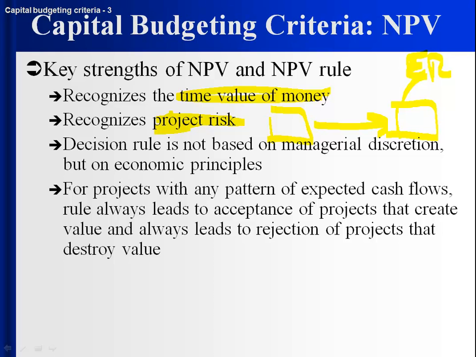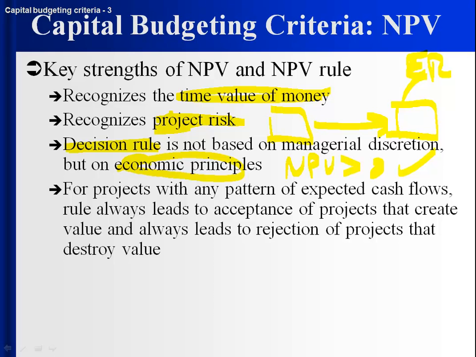One of the things that's really nice is that the decision rule, which is NPV greater than 0 we accept, NPV less than 0 we reject, is not based on any managerial discretion. It is based on economic principles, value creation. NPV greater than 0 means the value of what flows to me is greater than the value in magnitude terms of what flows out of me, what I have to pay to make the project, and any other negative cash flows. That is what the goal of a firm, of a manager, should be.